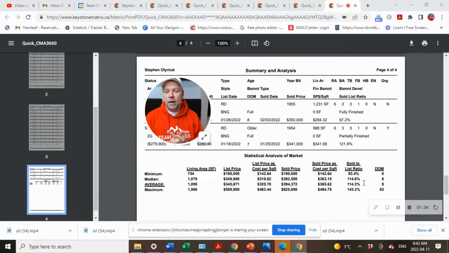Very hot area in Winnipeg with their sold to list ratio. Days on the market average was 9. That's what DOM stands for, days on the market.